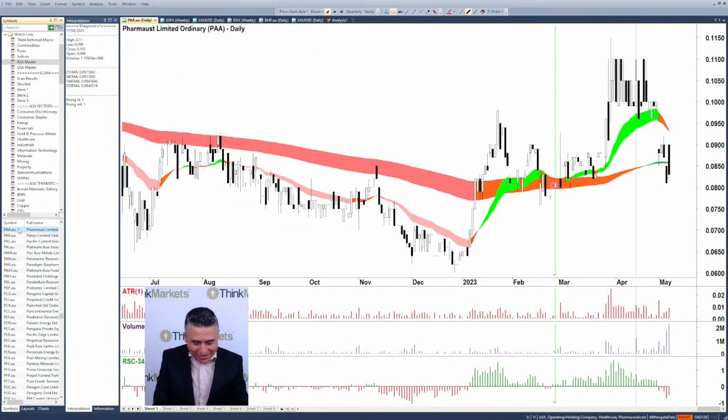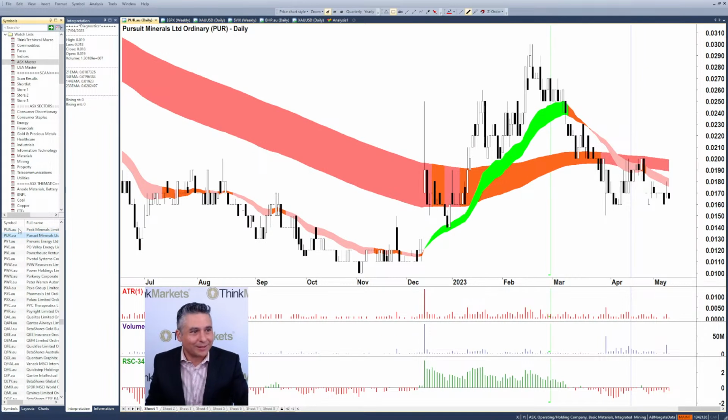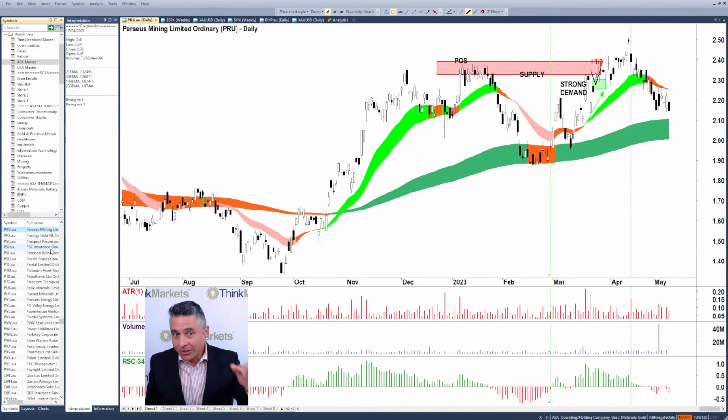PRU, from Buzz Lightyear. No, that's not it. It'll come up in a second. PRU. Oh, talk about pain. And again, I keep reiterating, this is the problem with owning gold stocks when gold's going up, is they continue to disappoint you.